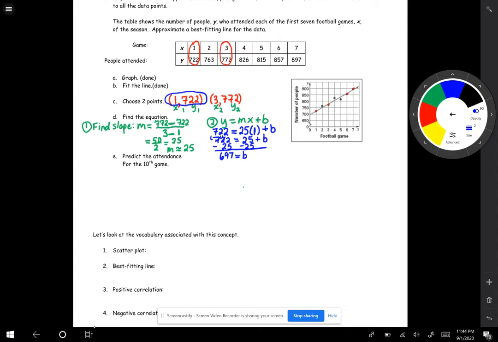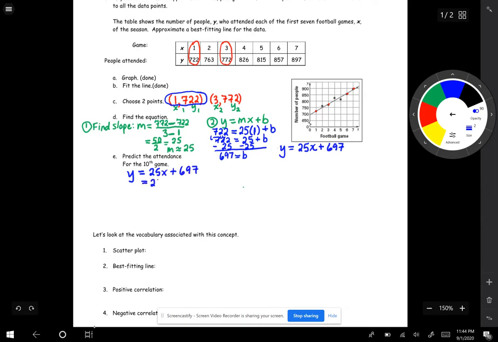So our equation in step D is y equals 25, because remember, slope comes first, times the variable x, plus b, and we just found b to be 697. And according to the graph, it looks like the y-intercept is 700, but remember, this is an approximate. So now, based on that equation, we can predict the attendance for the 10th game. Because we're obviously not going to know the exact value as it's not a straight line, we can use the approximate. So y equals 25x plus 697.